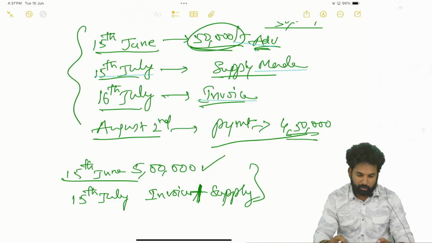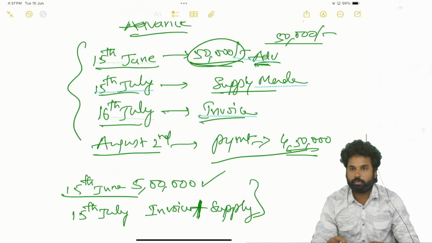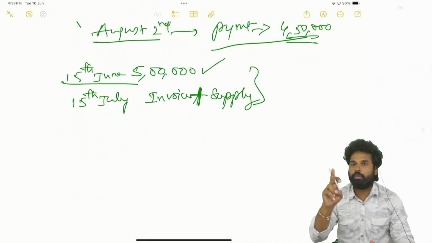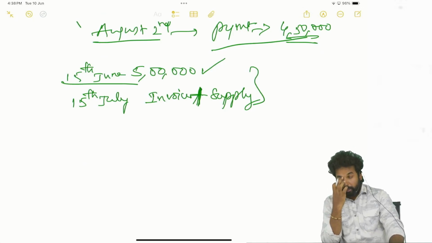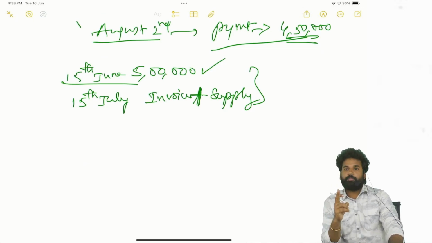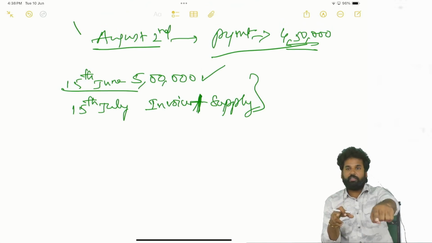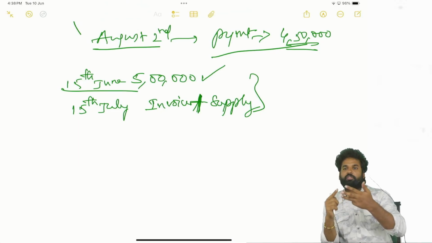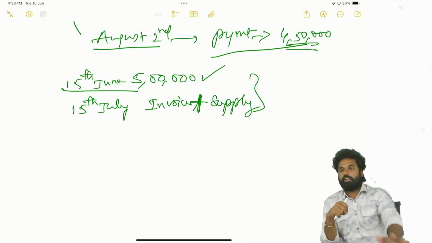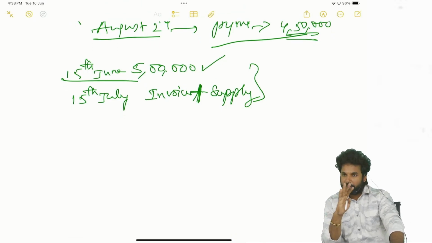Right. With respect to supply of goods, whenever you are taking an advance, you need not consider that as the time of supply, even though that is an earlier date. This is already given under section 12 subsection 2. What is it telling? Date of invoice or last date of invoice or date of payment, whichever is earlier, it is telling. But it is irrelevant. It shall not be taken into consideration.